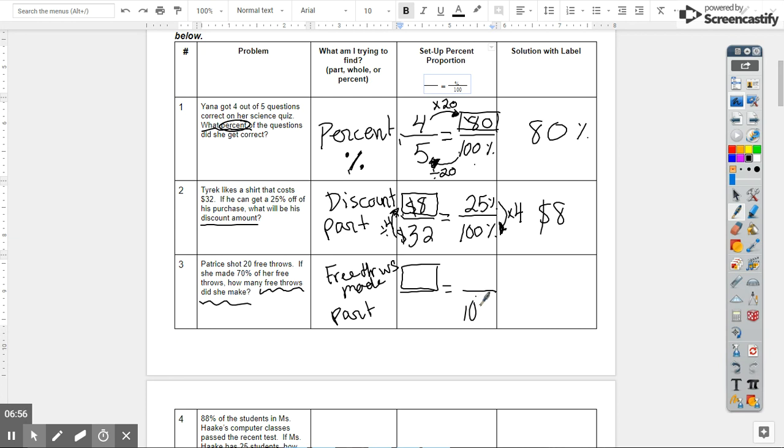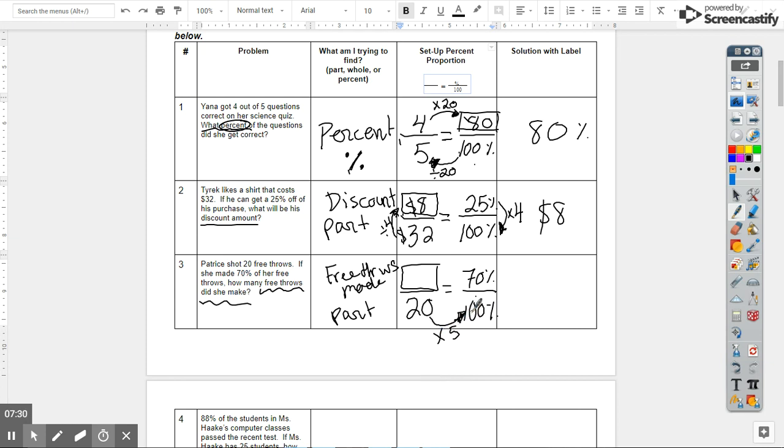So already we know we're looking for the part right here. We know we have 100% always. And then we know that we have 70%. And then we also know that we have 20 total free throws. Now let's look at our relationships. I see this relationship between 70 and 100 is going to be a decimal. That's not as easy. But there's a relationship between 20 and 100. 20 times 5 is equal to 100, or you could say 100 divided by 5 is equal to 20.